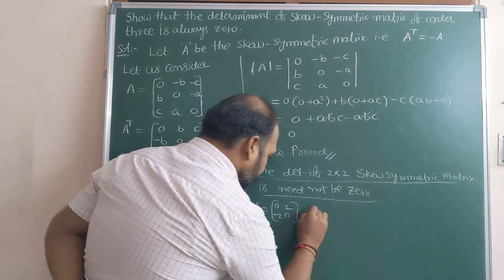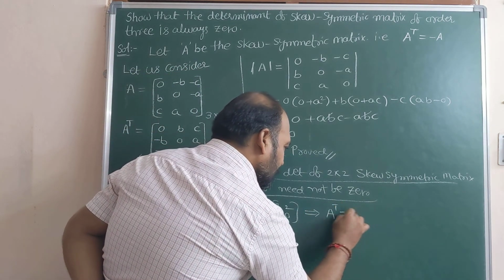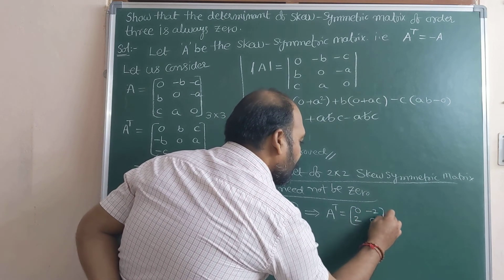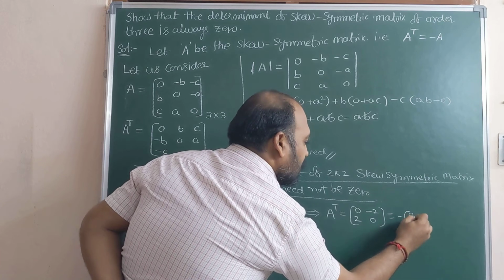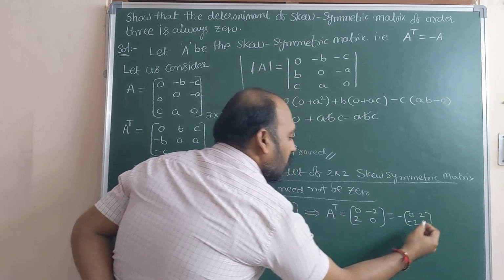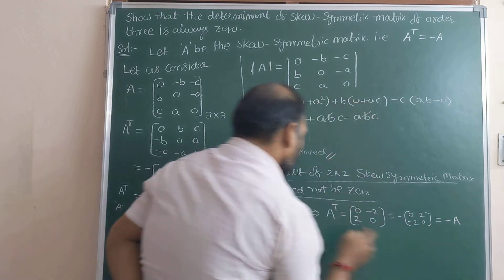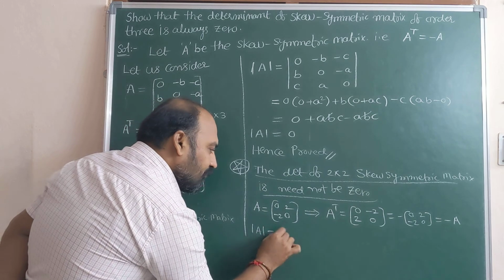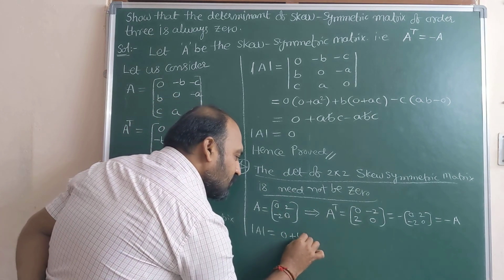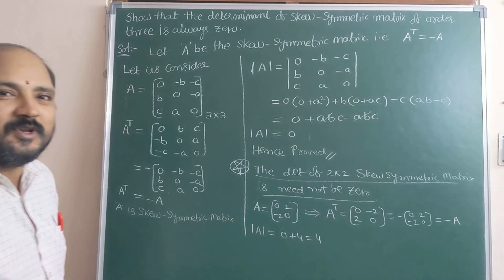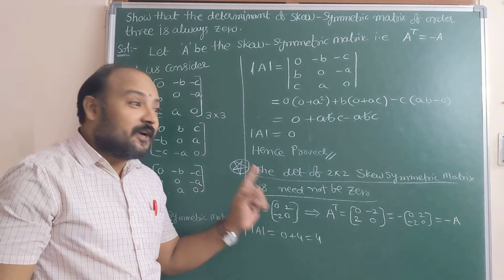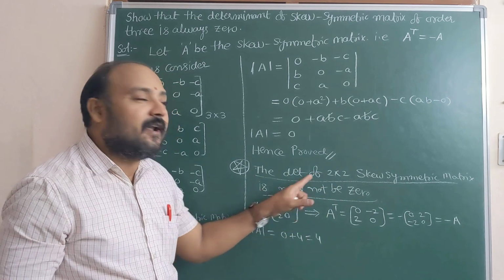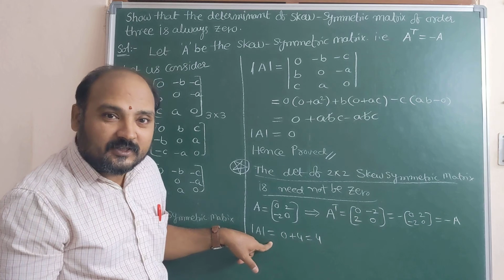So, transpose calculate: 0, minus 2; 2, 0. So minus, if you take out common, 0, 2; minus 2, 0. Absolutely it is skew symmetric. Now I am calculating the determinant of A: 0 minus of minus 4, plus 4. But dear, the determinant is not equal to 0 now. So the determinant of a 2 by 2 skew symmetric matrix need not be 0. This is the best example for that.